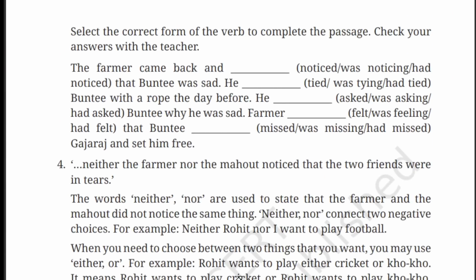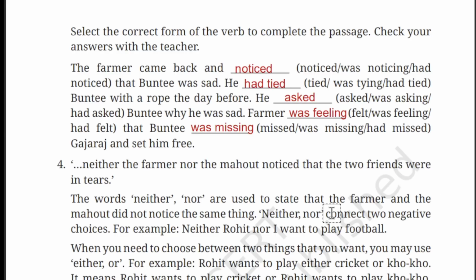So the next one, select the correct form of the word to complete the passage. Check your answer with your teacher. The farmer came back dash: noticed, was noticing, had noticing that Bunty was sad. So the farmer came back and noticed, or was noticing, or had noticed. You have to find out and write the answer.